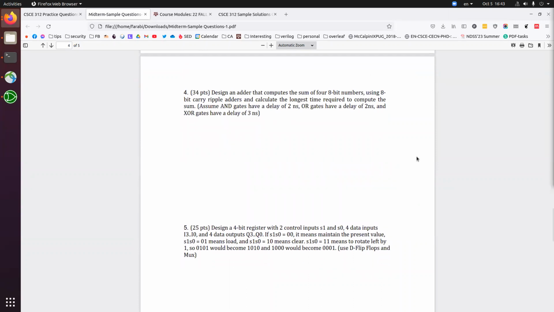Design an adder that computes the sum of 4 8-bit numbers using 8-bit carry ripple adders and calculate the longest time required to compute the sum. So I think this is some basic problem. I think that's already covered in the slide. So I'll just follow the slide from the carry adder.